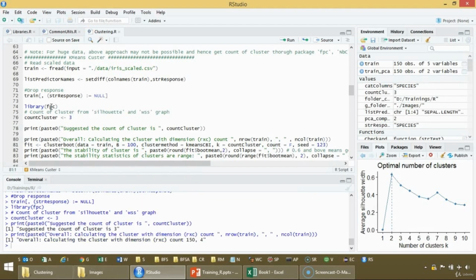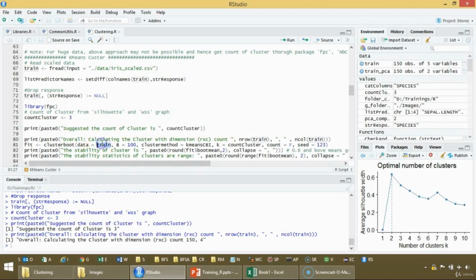So now we are going to work with 150 rows and 4 columns, and in line 81 we are going to call the cluster boot. That is one of the techniques for finding out KMeans, that is defined in the FPC. And the advantage of cluster boot is that it does the calculation on a sample basis. So even though you have say 1 million or 2 million or 3 million, it will work out on a small sample.